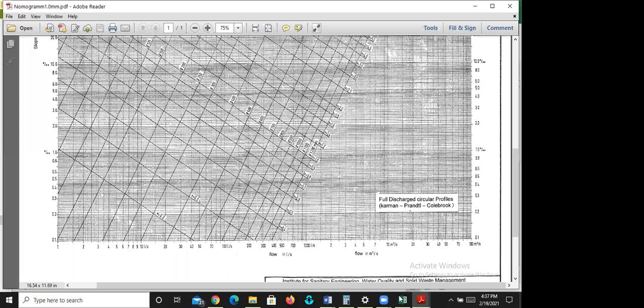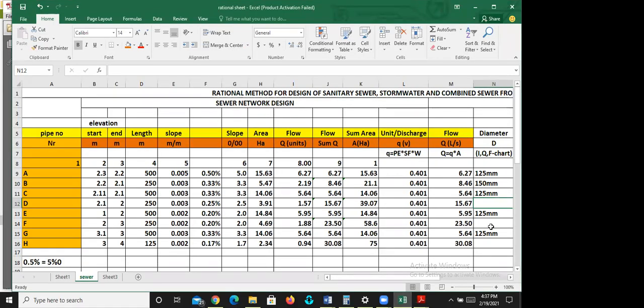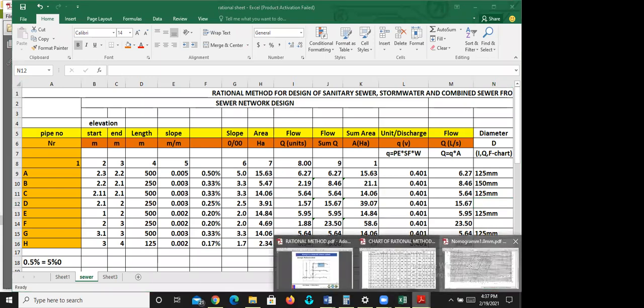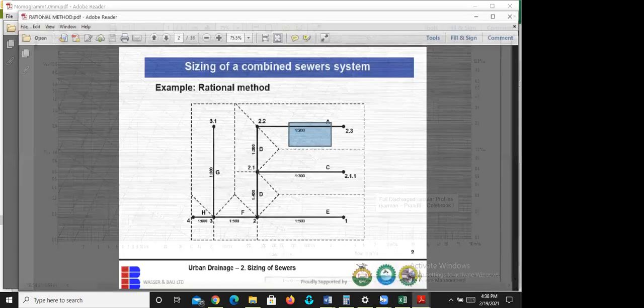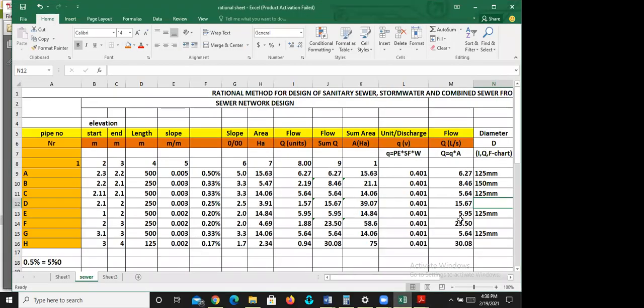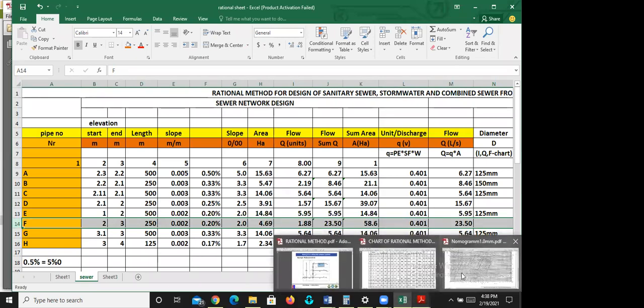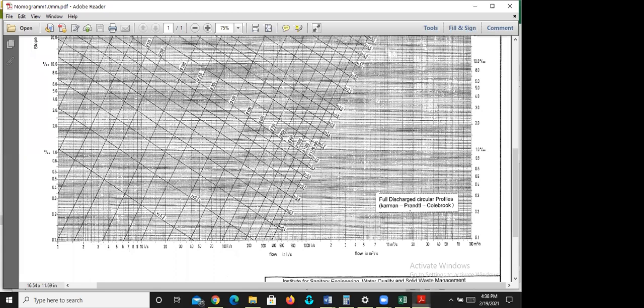So, the next one is catchment F or pipe F, which is 23.5 liters per second. As expected, that one will be a bit massive. So 23.5, so somewhere here. Somewhere here. So I go up. What's the slope? This is where we are. The slope is 2. I go to my charts. This is 2.